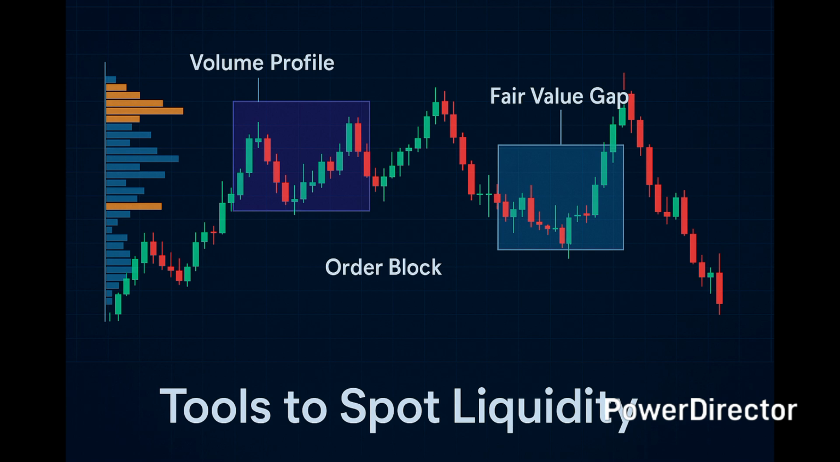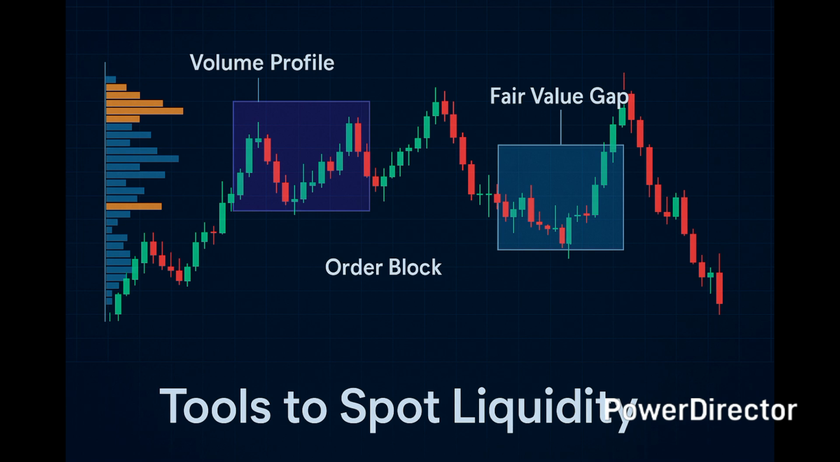You can use tools like the volume profile, order blocks, imbalance zones, or fair value gaps to detect where liquidity might be hiding. Also, observing candlestick behavior around key levels, such as long wicks, engulfing candles, or sharp rejections, can signal a liquidity grab. The key is not to guess but to observe where the market structure tells you liquidity has been taken.